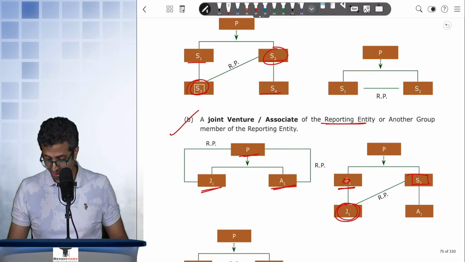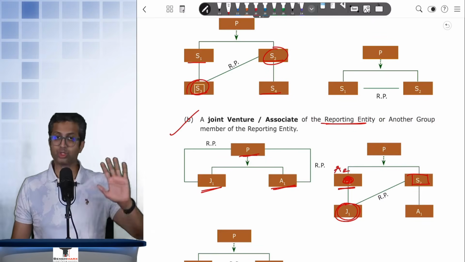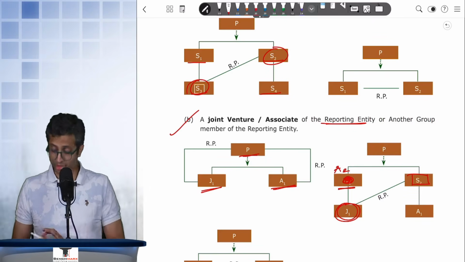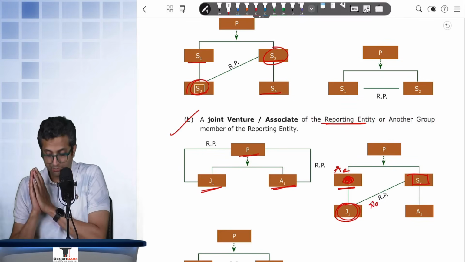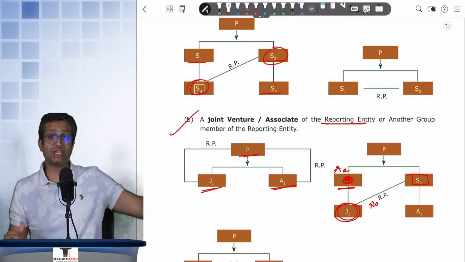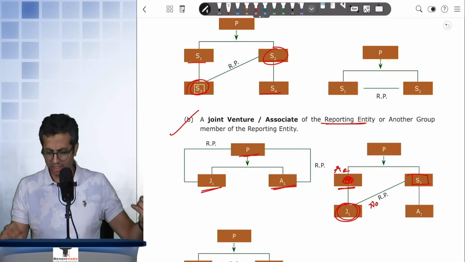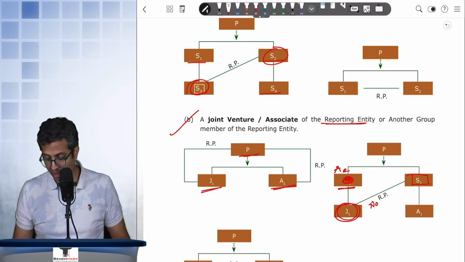However, if instead of S1, this was A2. Now, there is P having A2. A2 is not a group member and A2 has a joint venture. Will this be a related party? No. Why? Because for S2, this is not a joint venture of a group member. A2 is not my group member. Well, A2 is the associate of my group member. So A2 will be related to S2.